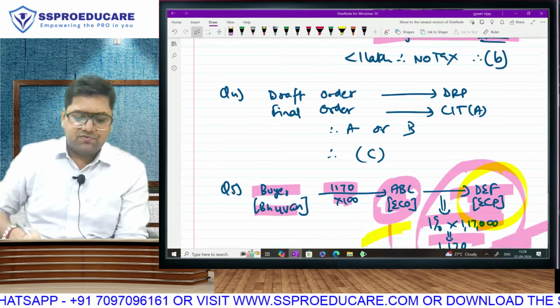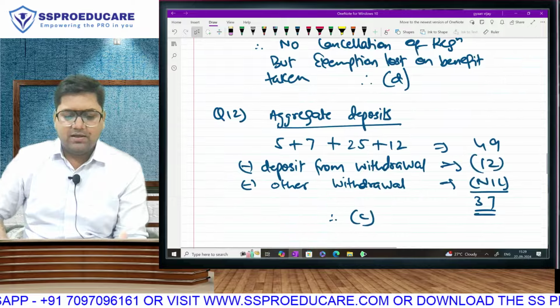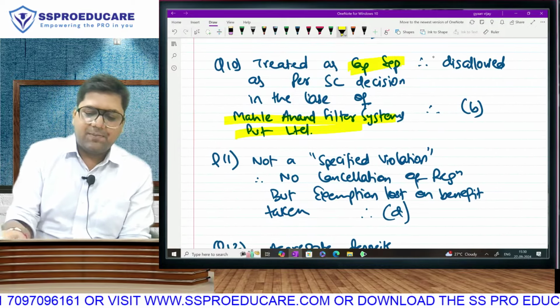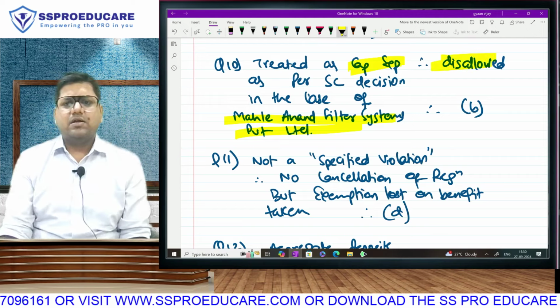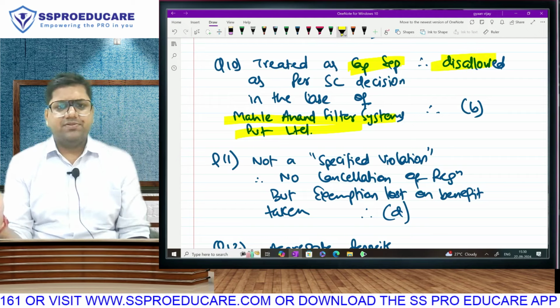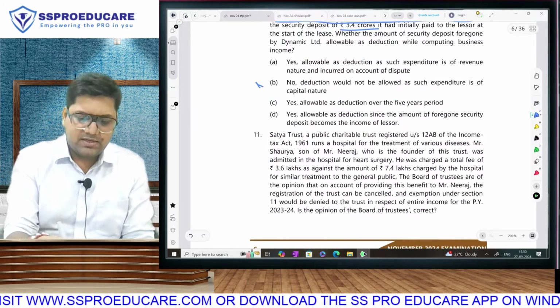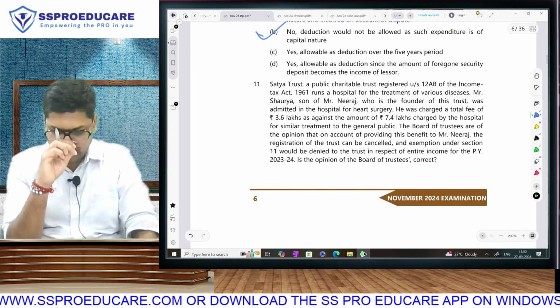So very clearly we have seen that Mahale case law, the Mahale Anand Filter System case law, under which it is going to be considered as capital expenditure. Directly question on case law. Being a capital expenditure, this is going to be disallowed. Option B is given: no deduction as it is capital expenditure.